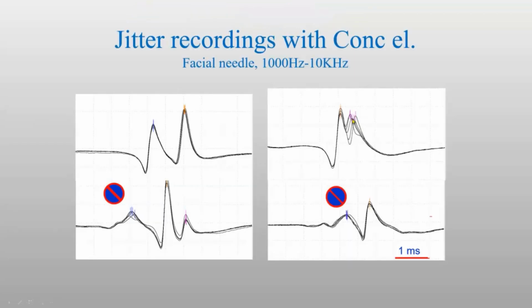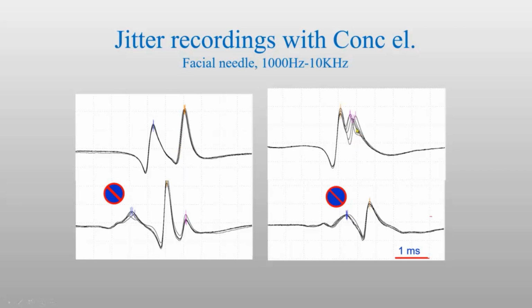And here are some typical recordings. This is the triggering part, and this is the jittering part. Our rule is that the rising phase of the signal should be without notches and shoulders, and the signals should be exposed in a parallel shape. They should not show any special variations here.